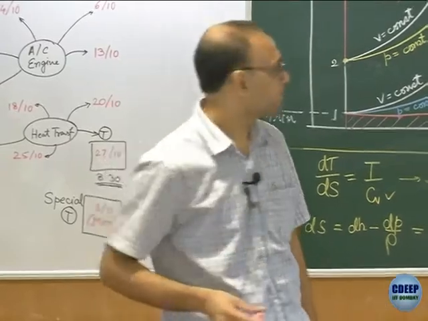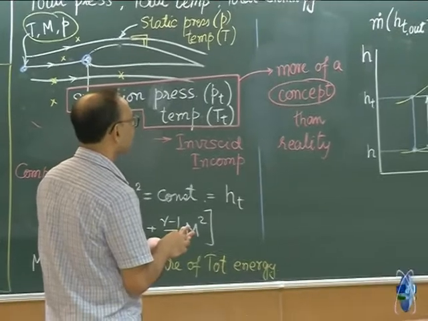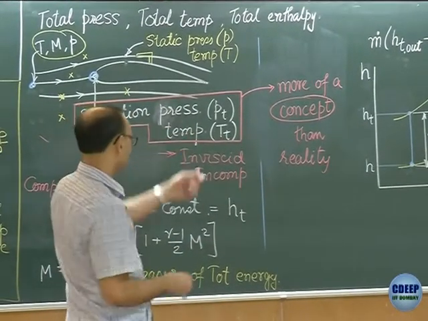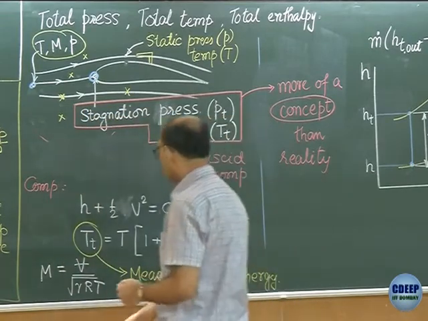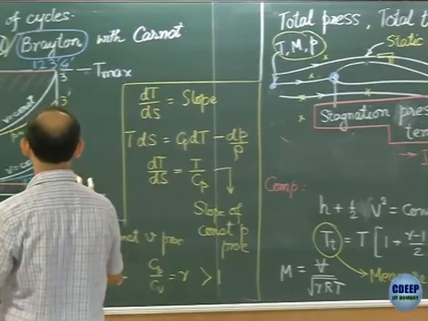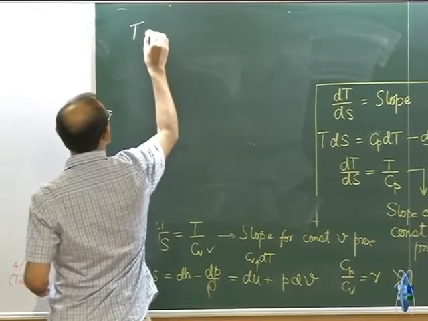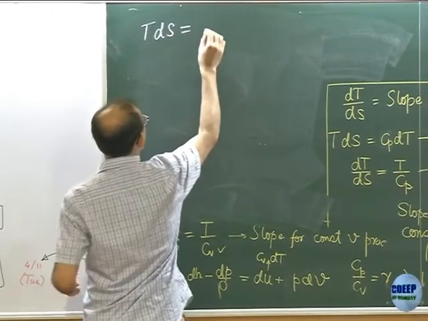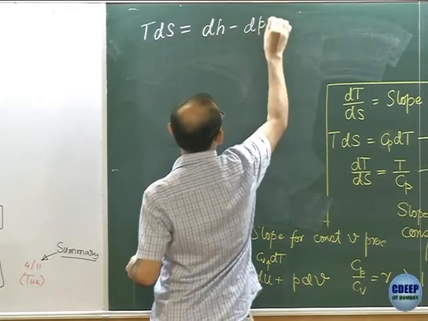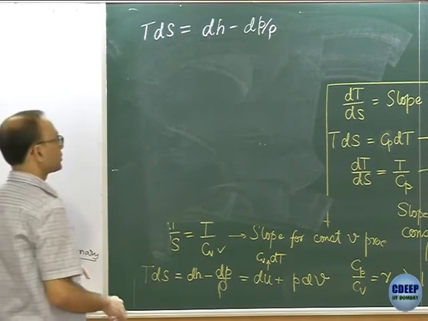So we have 4 more minutes. I'm going to do one quick thing, go back to Gibbs equation and do a little juggling around to show you how total pressure is so important. Okay, so let's come to, I think we don't need this for the time being. T ds equal to dH minus dP by rho. This is the starting point. This is our basic Gibbs equation.